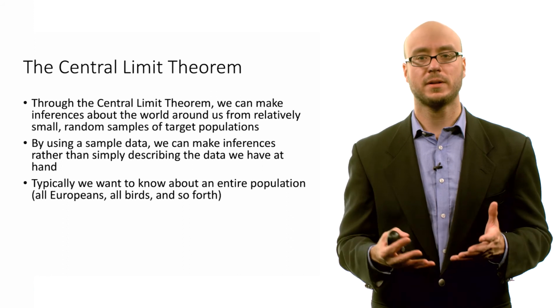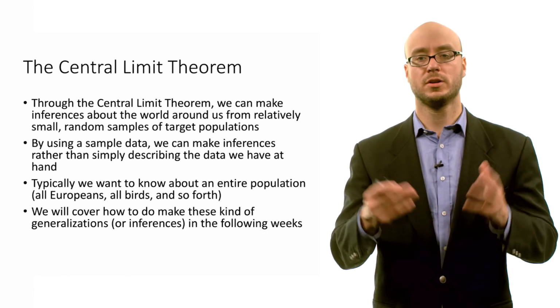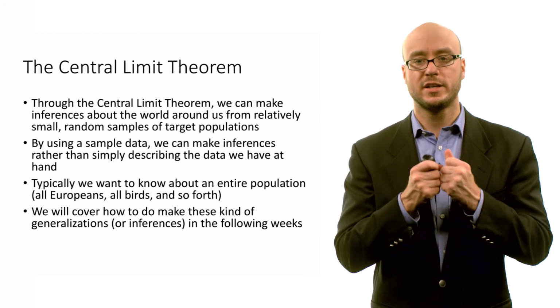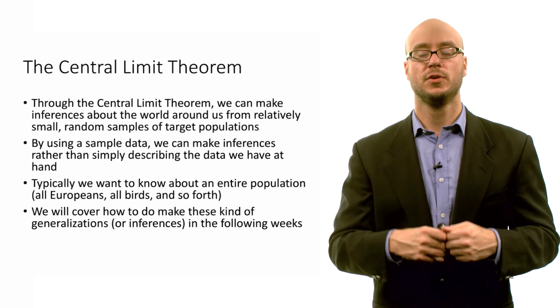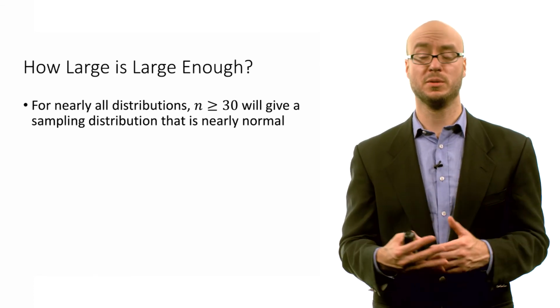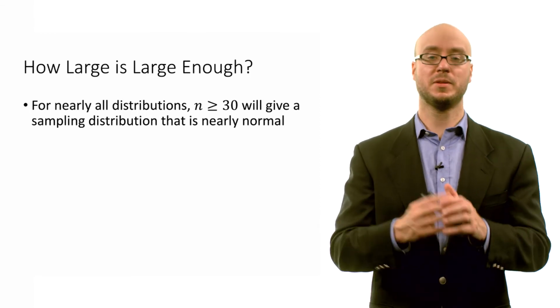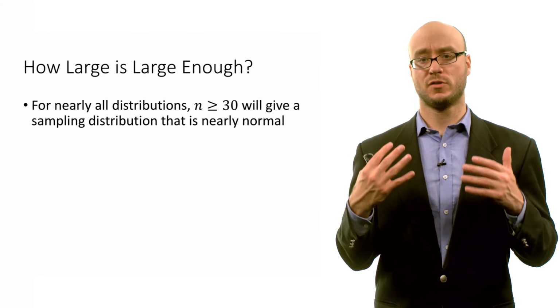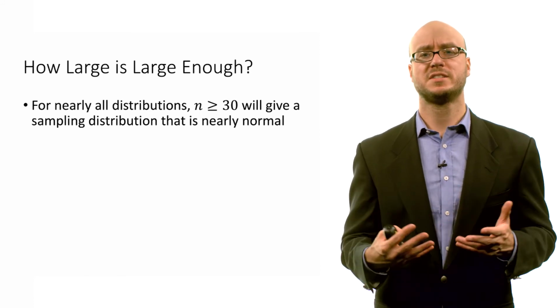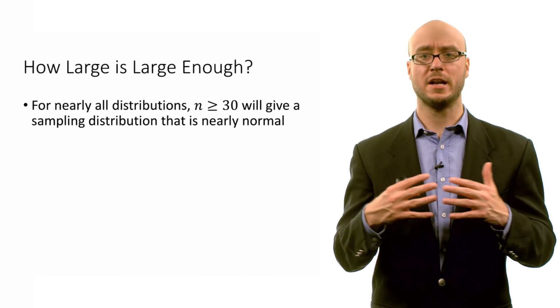So, for example, typically we want to know about an entire population, all Europeans, all birds, and so forth. But it's expensive to do that. So we can just use a particular sample to make generalizations or inferences about the population. Now, the question you might ask is, how large of a sample do we really need to say something about a population? Well, for most distributions in the population, even though some could be kind of irregular, as long as we have a sample size of roughly greater than or equal to 30, we will have a sampling distribution that is quite close to normal.